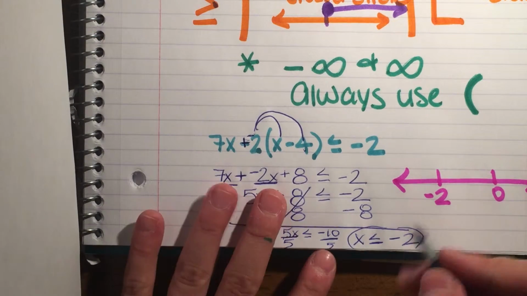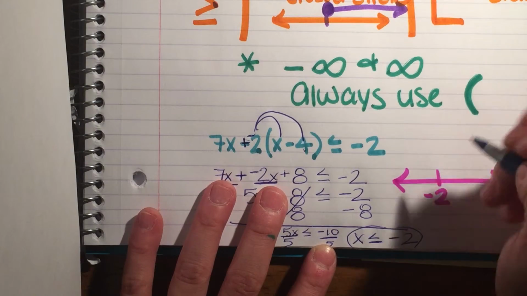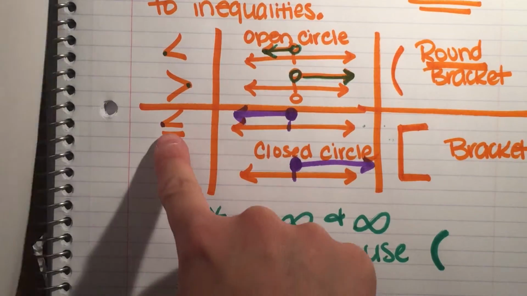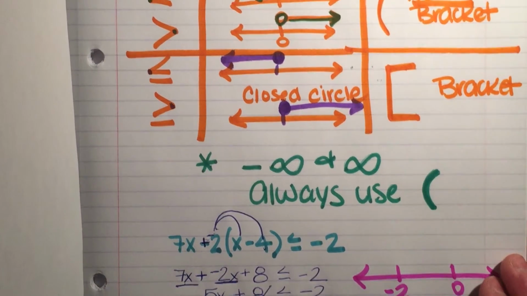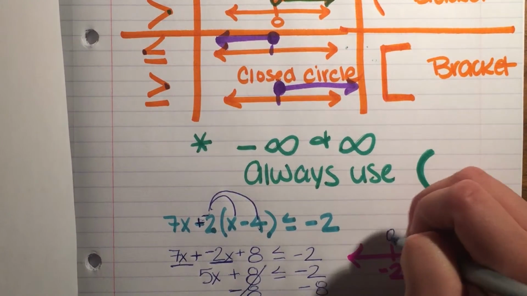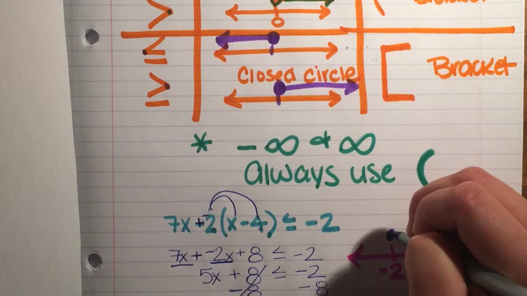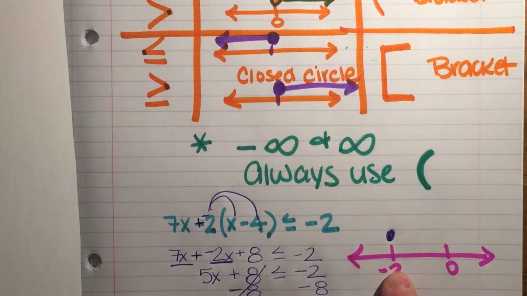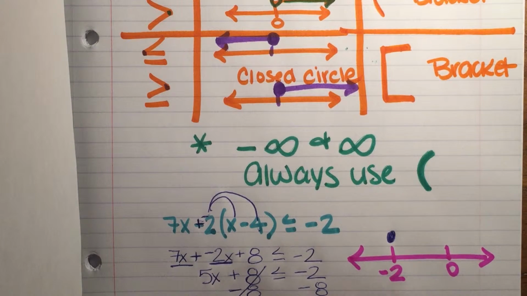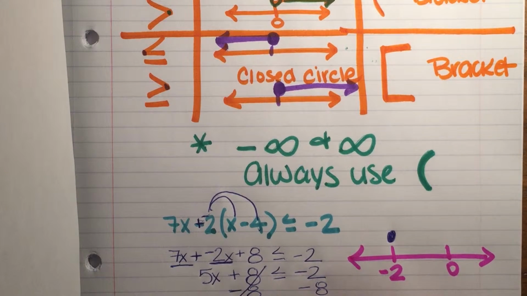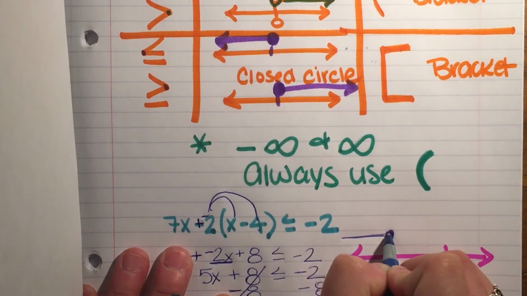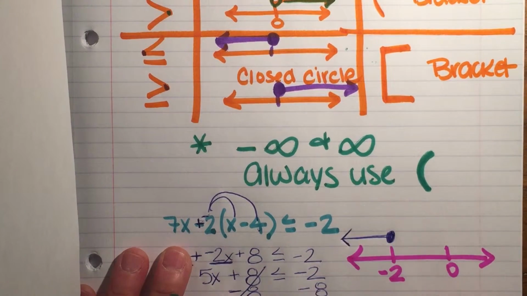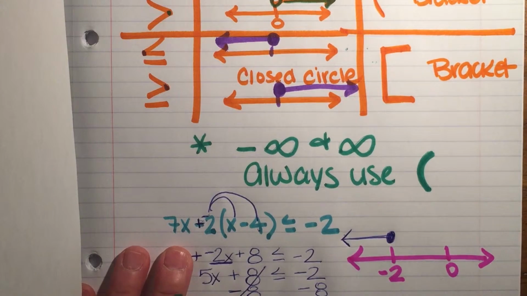If I have less than or equal to, that means I'm going to have a closed circle over negative 2. Because negative 2 is a solution. So if I plugged in negative 2, it would say negative 2 is less than or equal to negative 2. Well, that's true. My inequality means any number less than negative 2, that goes left. So my point faces the same direction.